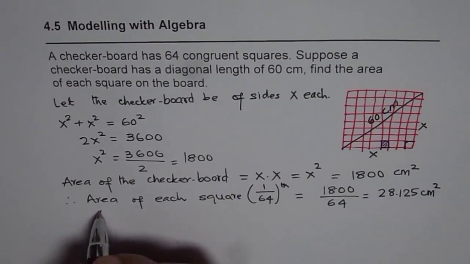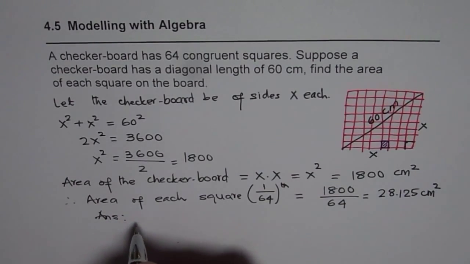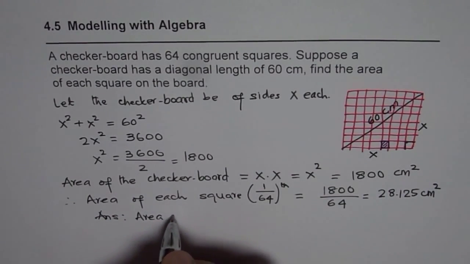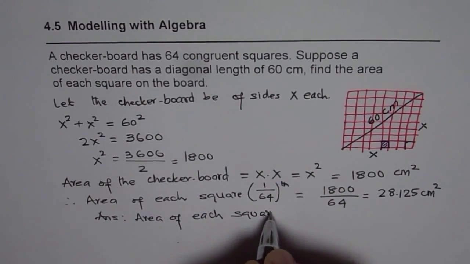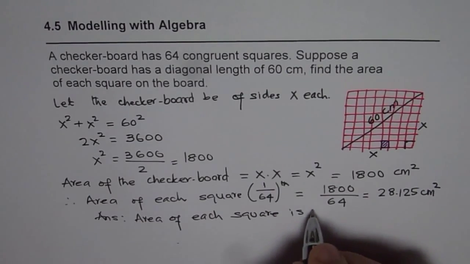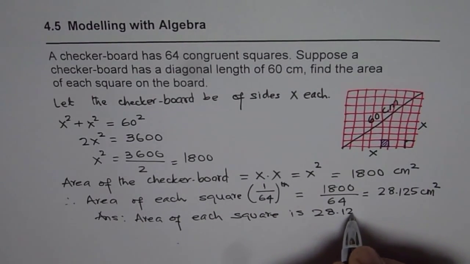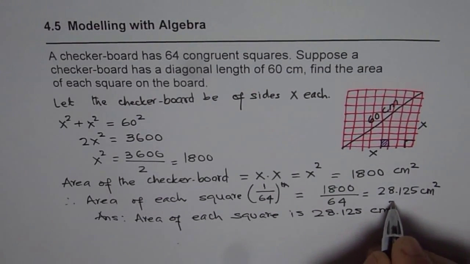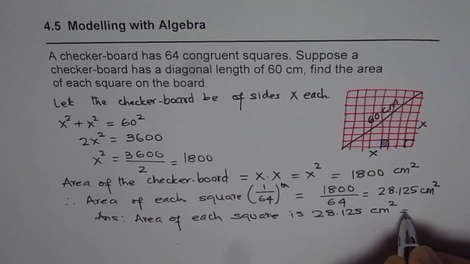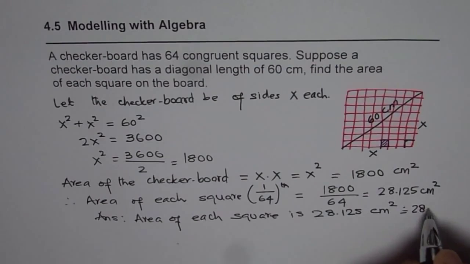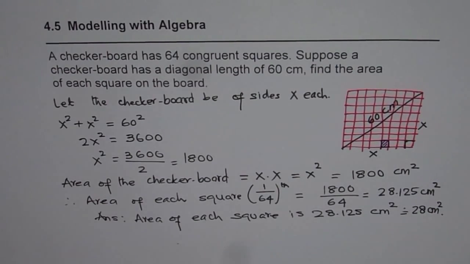So we can write down the answer very clearly, which is area of each square is 28.125 centimeter square, right? At times you may be asked to round this number. According to the question, you can always round it. So approximately, if I'm rounding to whole numbers, it will be 28 centimeters square. Don't forget the units. That is kind of critical.